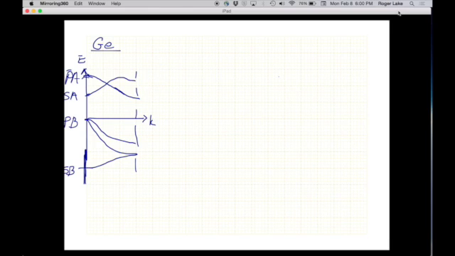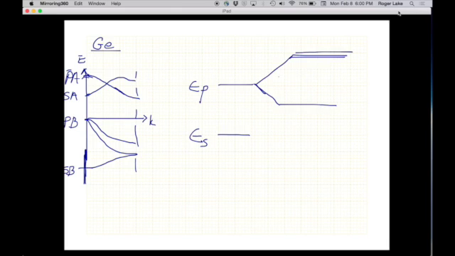And if we draw this sort of level splitting type picture, which is just valid right at k equal to 0, we start off with the energy of the S orbital and the energy of the P orbital, and we bring the atoms together. This guy will do its thing and split, and each one will be threefold degenerate.